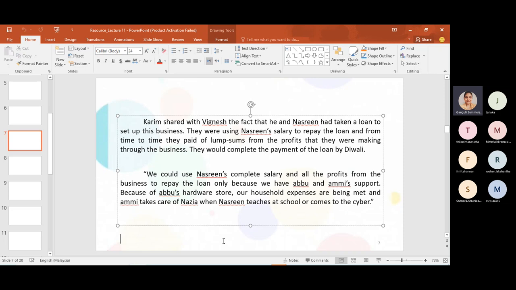Karim says that they can use Nasreen's, Karim's wife's, complete salary and all the profits from the business to repay the loan, because we have Abbu and Ammi's support. Abbu and Ammi means mom and dad. Abbu means dad and Ammi means mom. So Karim has support from his mom and dad as well.